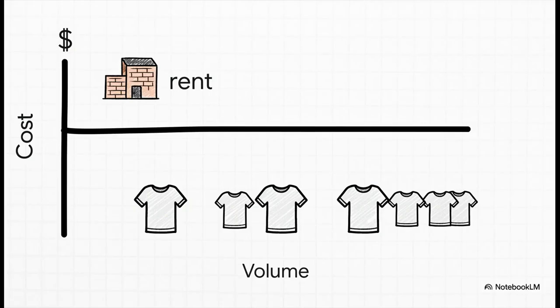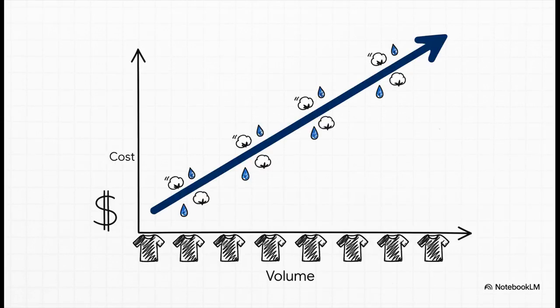We can actually see this perfectly. Take a look at this graph of a fixed cost, like our rent. The number of shirts, our volume, is along the bottom. The cost is up the side. See that straight, flat line? It doesn't matter if we make 10 shirts or 1,000, that rent payment doesn't budge. It is fixed.